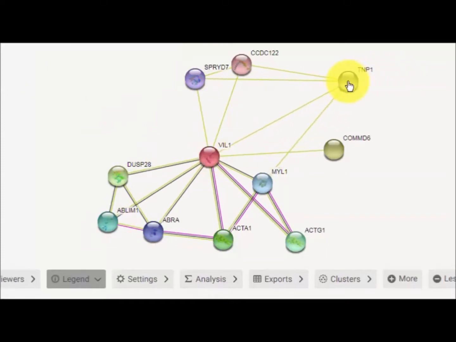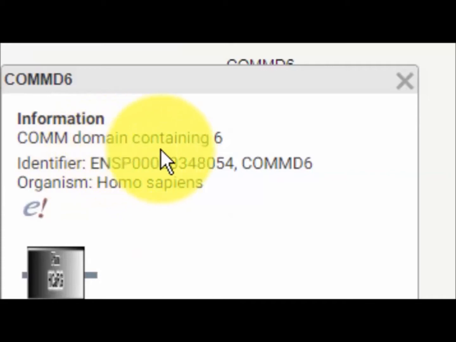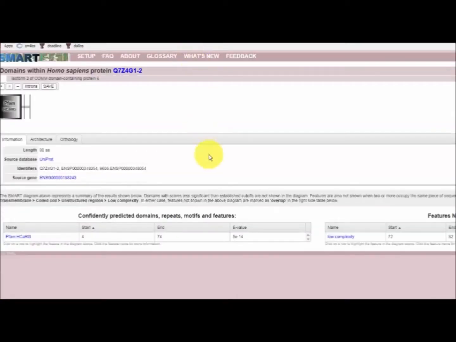You can drag this and say, now in this particular interaction, you'll realize that the COMMD6 protein, or the COMM domain containing 6, has no resource information anywhere else other than in the EMBL resources, and so you can actually run a SMART sequence analysis, this resource is available too.